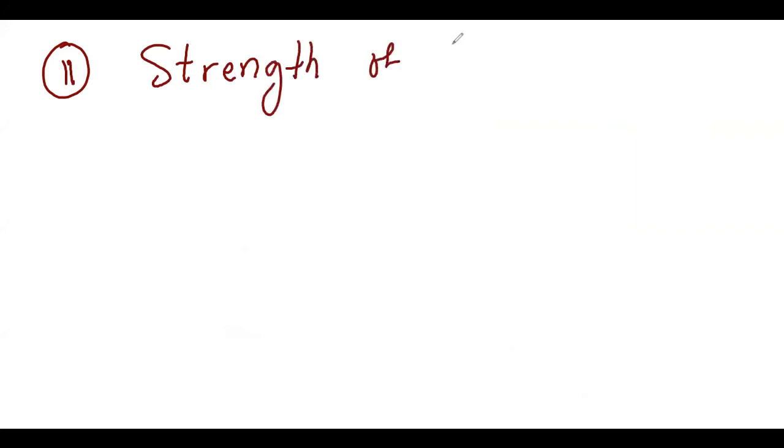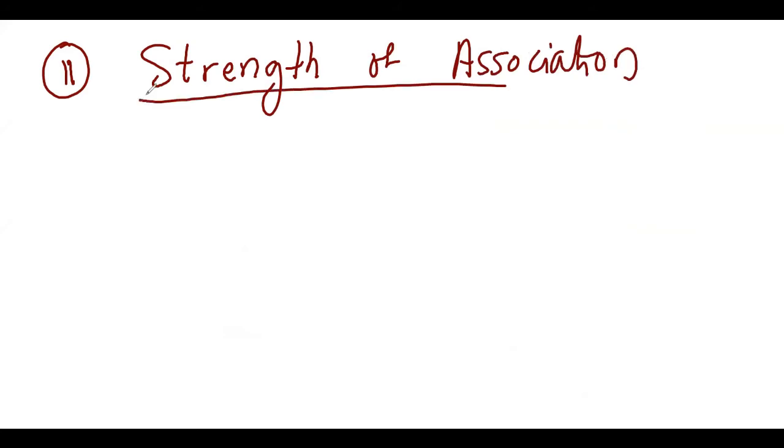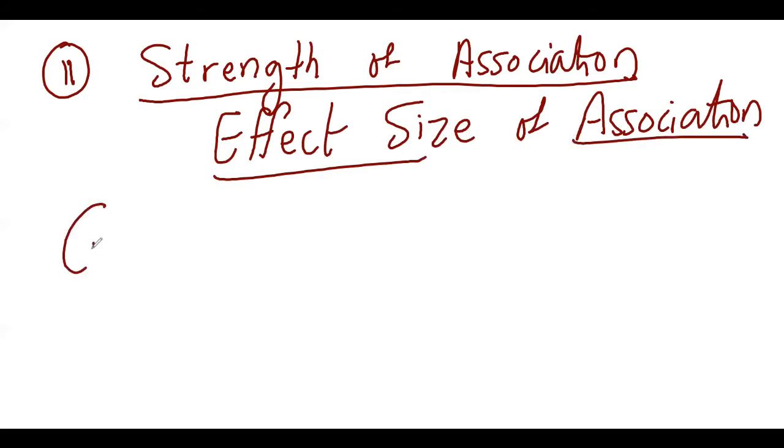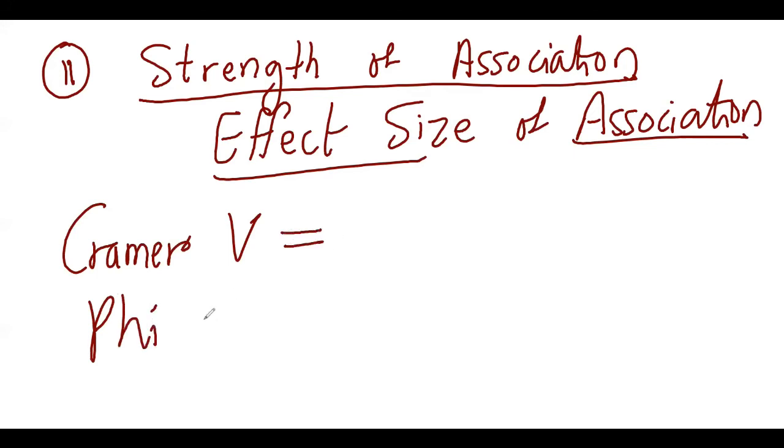So whenever you apply chi-square, you also have to apply the strength of the association test. This is called effect size of association. In the literature, this concept is known as effect size of association. It is measured by Kramer V and phi value. Phi is not applicable nowadays.